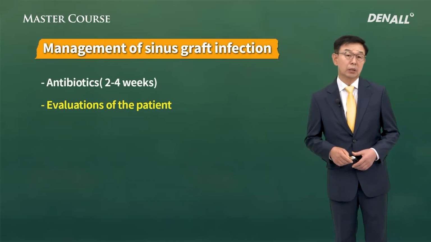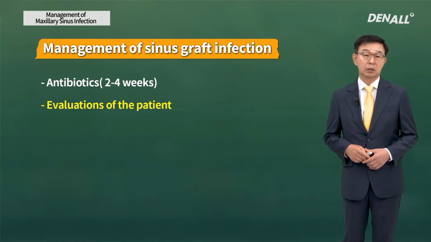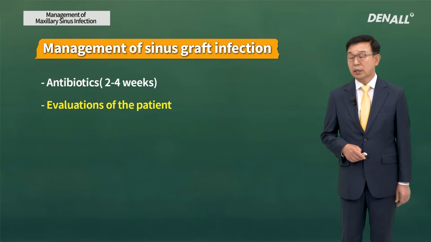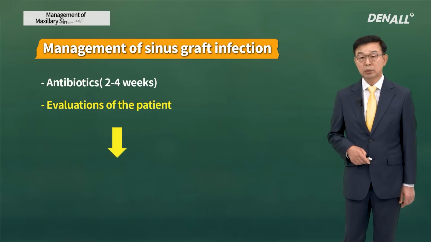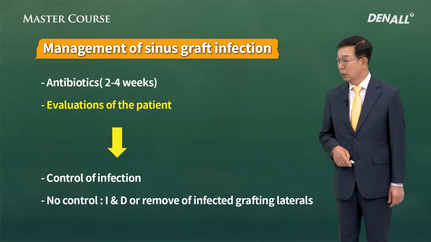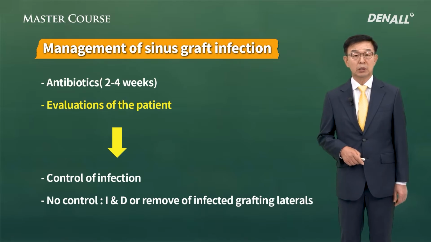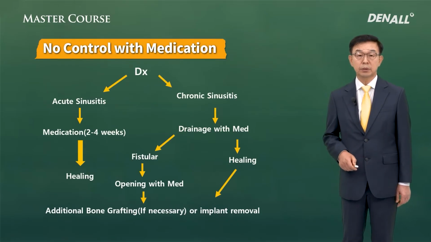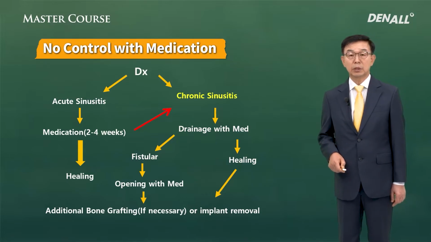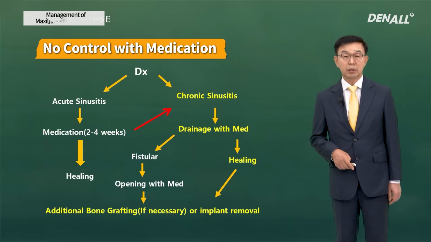Therefore, making the diagnosis early and providing antibiotics early on is very important. After providing antibiotics, there are cases where healing is done nicely. However, rarely it can progress into chronic sinusitis, or a fistula can be formed, albeit very rarely. If the patient does not heal with medication and progresses into chronic sinusitis, drainage along with medication is imperative.